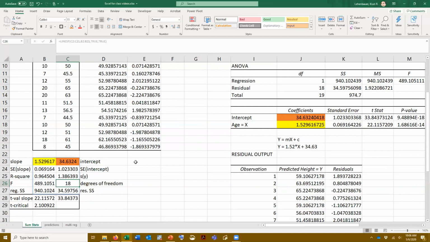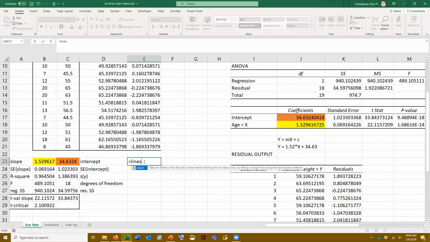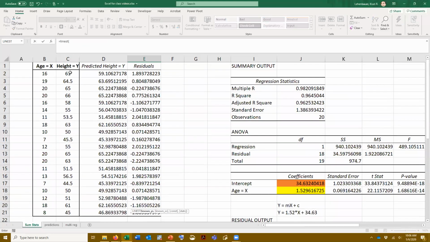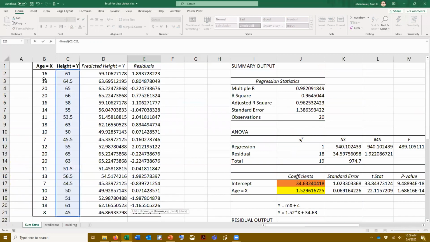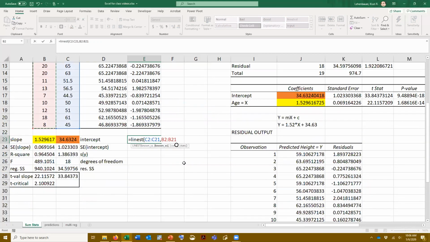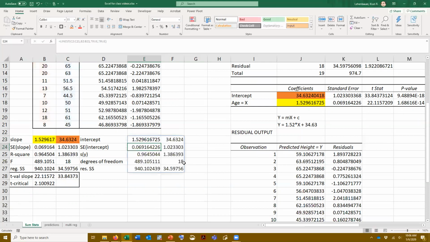So I'm going to leave that there, and I'm going to write the LINEST function again to help you with it. In LINEST, the known y's are again these numbers, comma, known x's are these numbers. Now we want to include the constant, so we put in a true, and we want to include all the stats, so I'm going to put in a true, and here you go. Notice that's how I got these numbers.